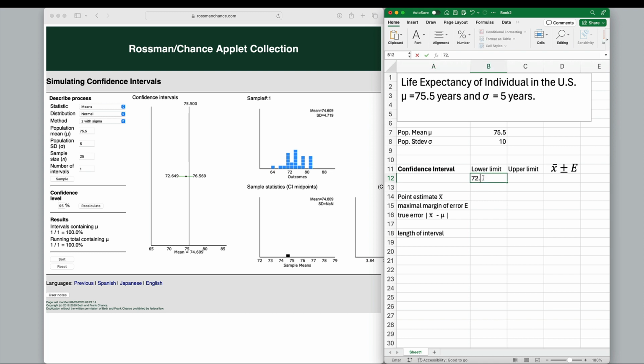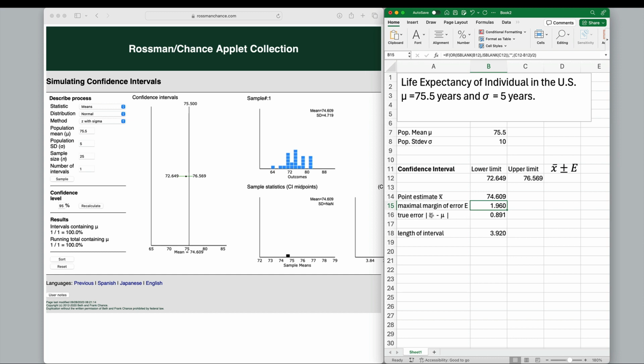72.649 and 76.569. Those are our lower and upper limit. So let's go ahead and hit enter. You can see that matches up with our sample mean, because it's basically the midpoint of this interval. And the margin of error is just half the length of the interval. So you can see the margin of error is 1.96. That's our margin of error.